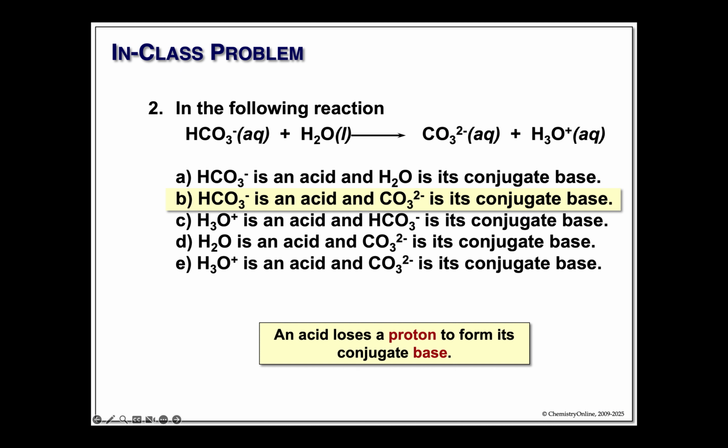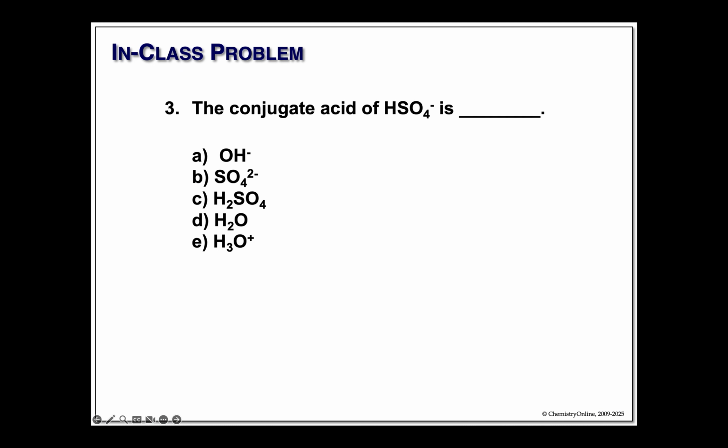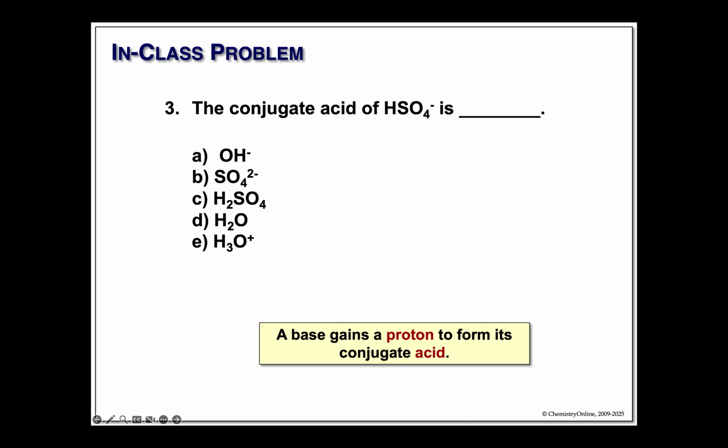Let's just look at the rest. Hydronium is an acid. That's not its conjugate base. That's a base pair, and neither is that. Remember, you're just looking for everything except the proton. Conjugate acid of hydrogen sulfate. Question is, if we take a proton, put it on hydrogen sulfate, what do we get? H2SO4.